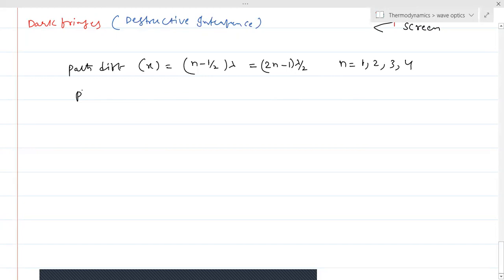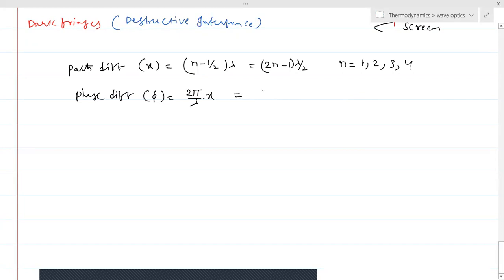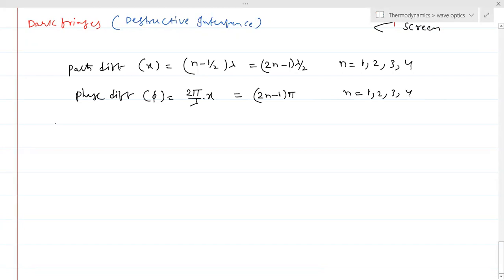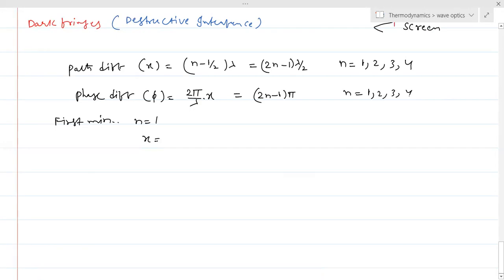And if you need the phase difference, phi, or you may call it delta phi, no issues, 2 pi by lambda into x. After substituting this, we get (2n minus 1) into pi, where n is equivalent to 1, 2, 3, 4. So simply, I am taking the first minimum. When it is given as the first minimum, you have to take n equivalent to 1. So the path difference x is lambda by 2, and the phase difference is equivalent to pi.